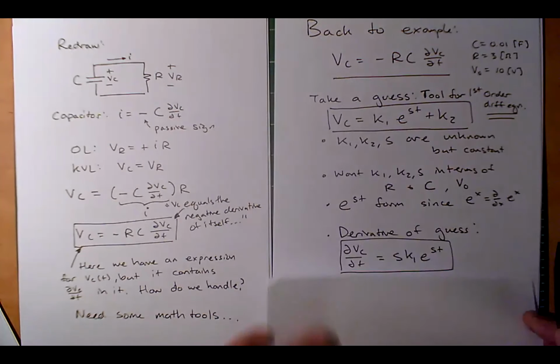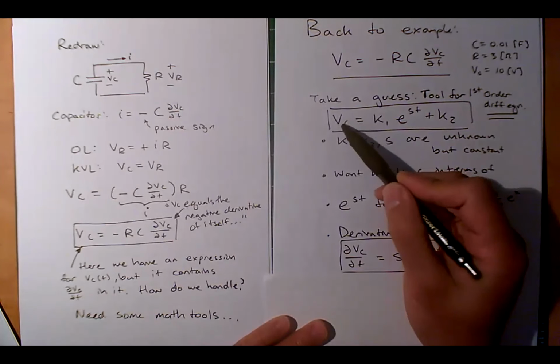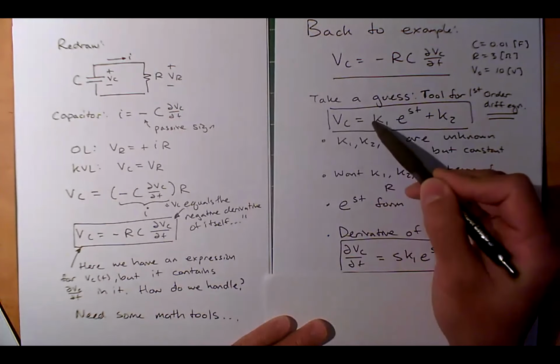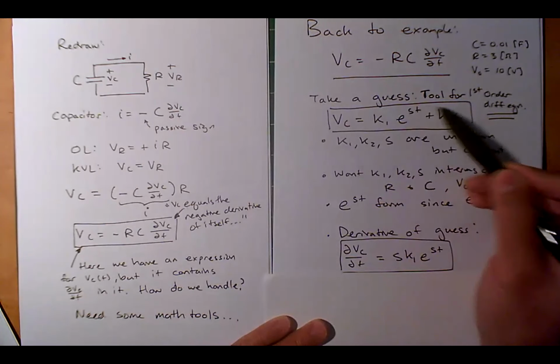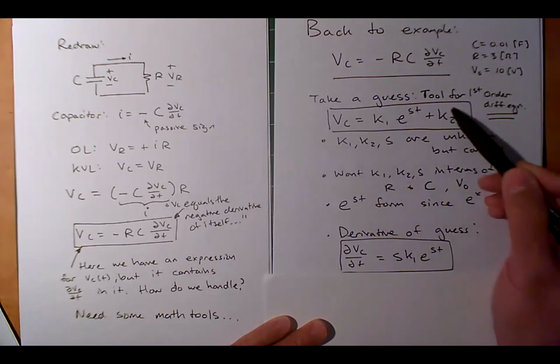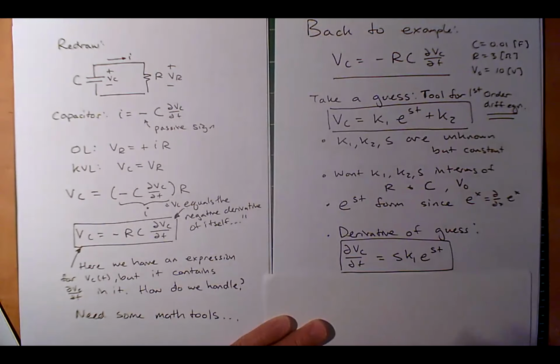Let's see here. And then here's taking the derivative of this. If I take the derivative of this, what do I get? S K1 e to the st plus 0, right? Because the derivative of this is 0. S K1 e to the st, okay?